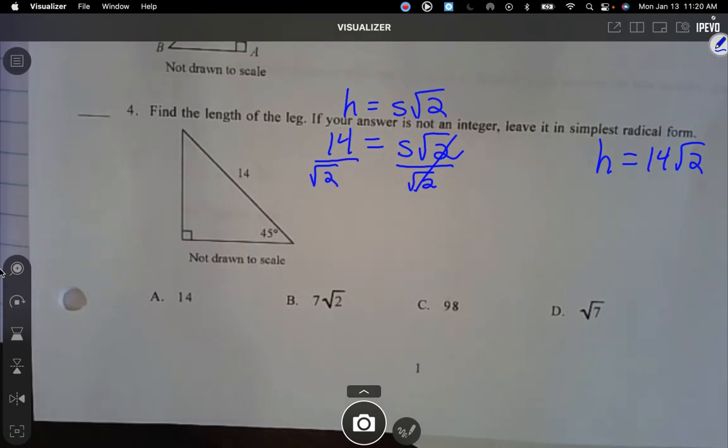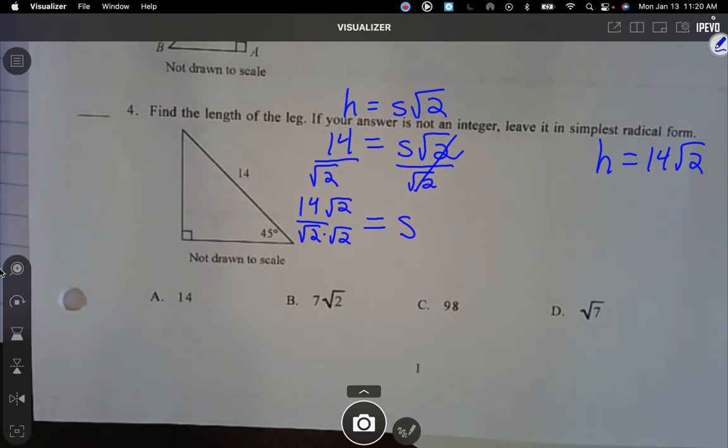So on this one, over here I get S. There's a problem with this. Do you see any answer choices that say that? No. Because you're not supposed to have a square root in the denominator. So you multiply by the square root of 2.